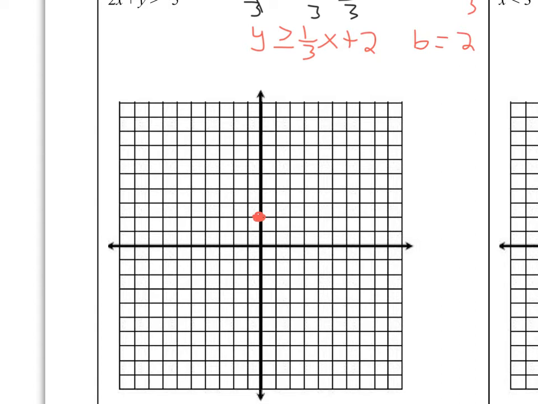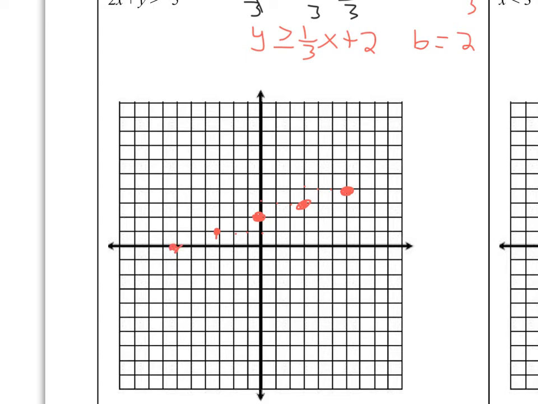And then our slope is 1 over 3, so we're going to go up 1 to the right, 1, 2, 3, and put another dot there. Up 1 to the right, 1, 2, 3, another dot. And we can put just a couple more. Down 1 to the left, 1, 2, 3, going the opposite direction. And down 1 to the left, 1, 2, 3, opposite direction.